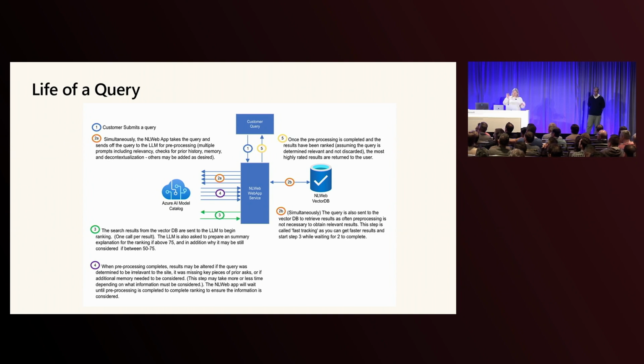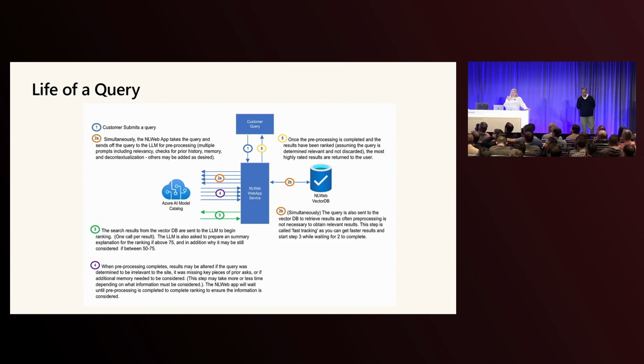There is relevancy checks for history. There's some memory work, some decontextualization. So a lot of stuff is happening there. And then at the same time, we're sending a call to the vector database as well. What's nice about that call, which is what you see as 2B, the one going off to the right-hand side on the slide, is that it's a fast track process that happens a little bit more quickly. So you get results back even faster and can actually start on step 3. It's a great optimization to keep things moving quickly.